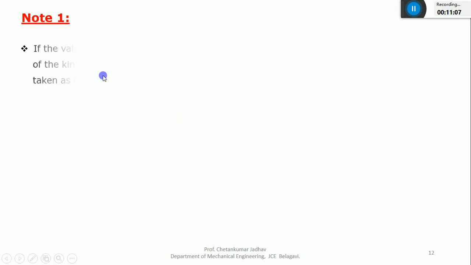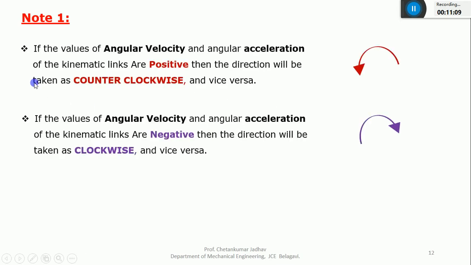So after that, I have given 2 notes. Whenever the angular velocity, that is omega, and the angular acceleration, that is alpha, have positive values, it means they will be rotating in a counterclockwise direction. Please write down: if the value of angular velocity and acceleration is positive, the direction will be counterclockwise. It is the same for all the problems.